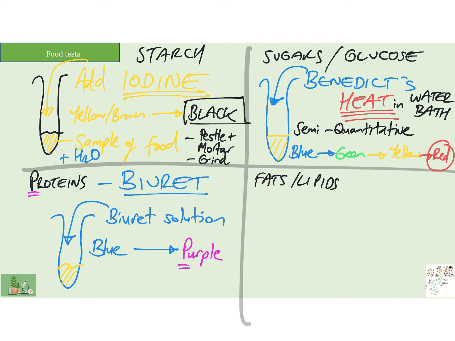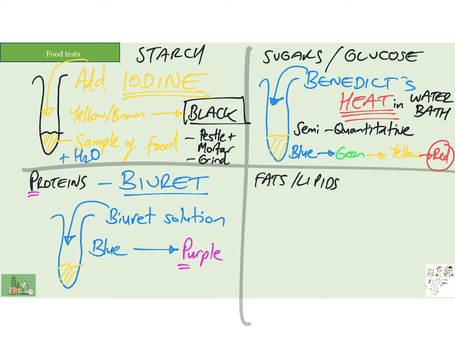Okay, so the test for sugar and glucose, we use the Benedict's test. To the test tube where I have my food sample, which has been dissolved in water or mixed with water, I add Benedict's solution. You then have to heat it. When you heat it, I would say I heat in the water bath.